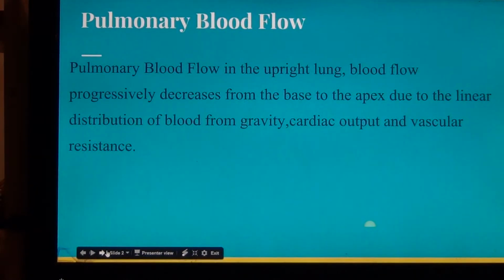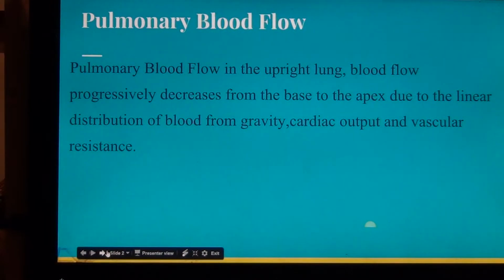Pulmonary blood flow in the upright lung is blood flow that progressively decreases from the base to the apex due to the linear distribution of blood from gravity, cardiac output, and vascular resistance.